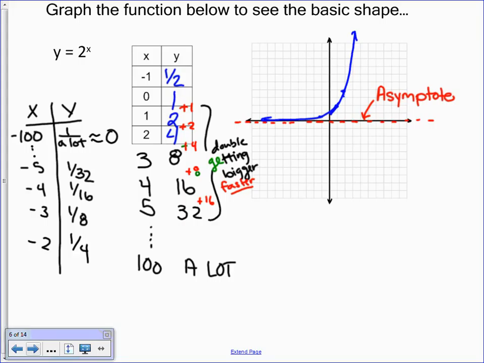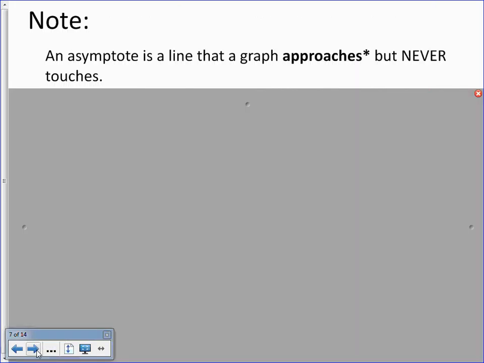Asymptote. That is your asymptote. So going ahead, just write this down in your notebook. The asymptote is a line that your graph approaches but never touches. You're going to get really close, but you're never actually going to touch it.